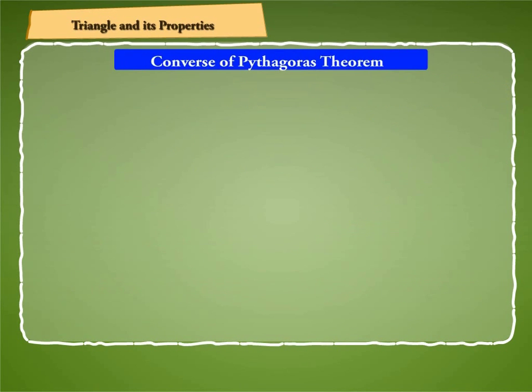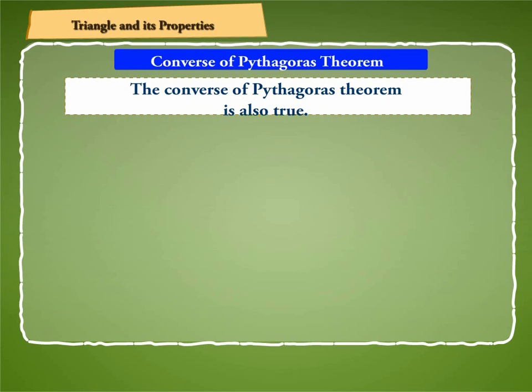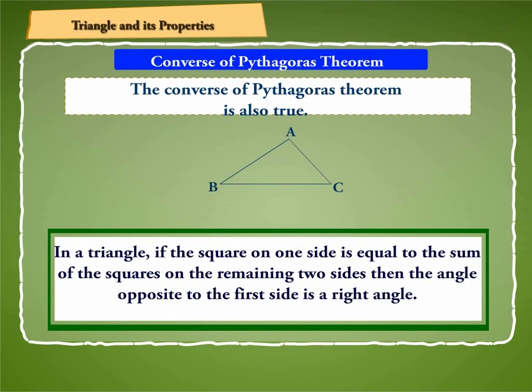Converse of Pythagoras theorem. The converse of the Pythagoras theorem is also true. The statement of the converse of Pythagoras theorem is, in a triangle, if the square on one side is equal to the sum of the squares on the remaining two sides, then the angle opposite to the first side is a right angle.